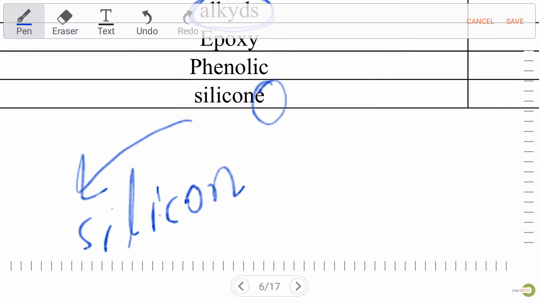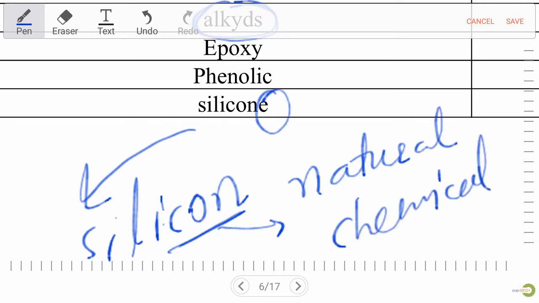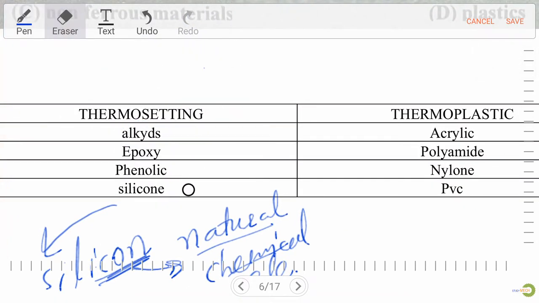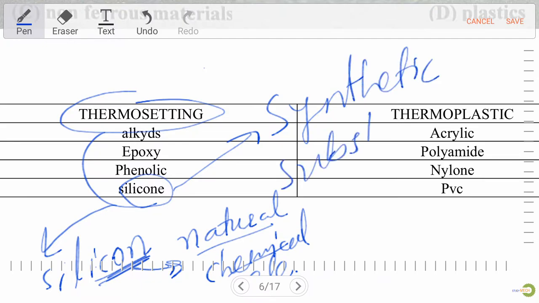Now this silicon stands for a natural chemical element. Always remember, this silicon stands for a natural chemical element. And for thermosetting, silicone represents a synthetic substance. Always remember, both have different meanings, and the difference is E. So don't confuse between these two words, silicon and silicone, for thermosetting.